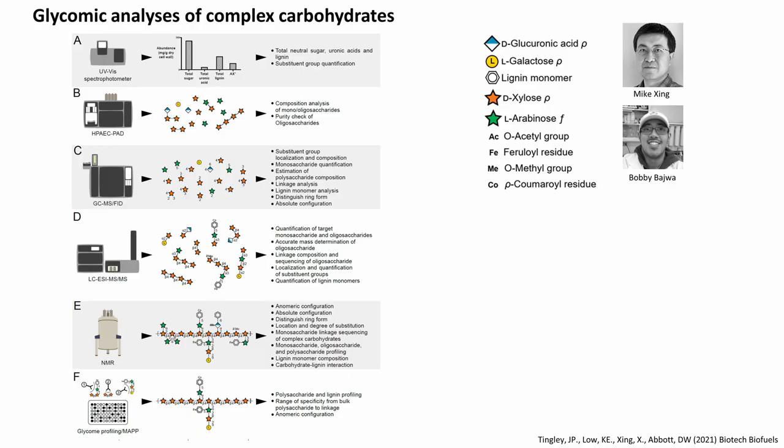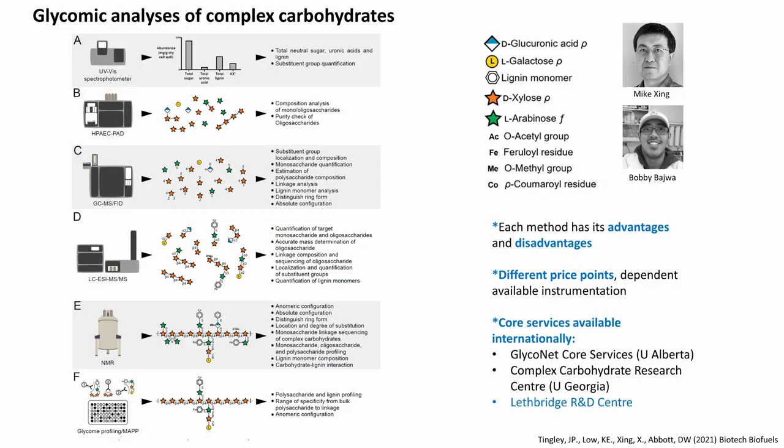A last method to consider here, and of course there are others, is what we call glycome profiling. This is the use of antibodies or proteins with known specificity that we can use to bind to our substrates, and we get these readouts. Based on the available proteins and their known specificity, we can start to map out the structure of some of our substrates. Each of these methods, as I mentioned, has advantages and disadvantages. It has different price points. It's dependent upon instrumentation.